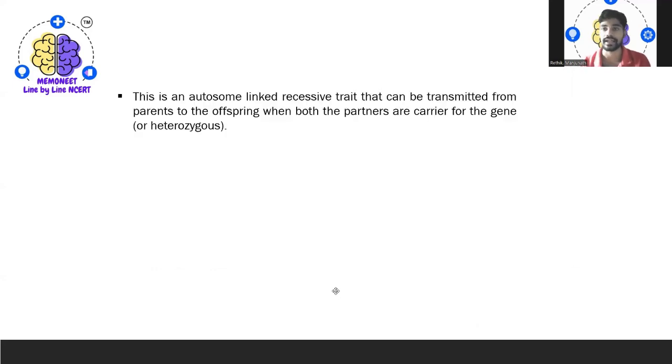Again, this sickle cell anemia is an autosome linked recessive trait that can be transmitted from the parents to the offspring only when both the parents are carriers of the gene, that is, when both the parents are in the heterozygous condition. We need to understand this is somewhat different. We will see how and why.